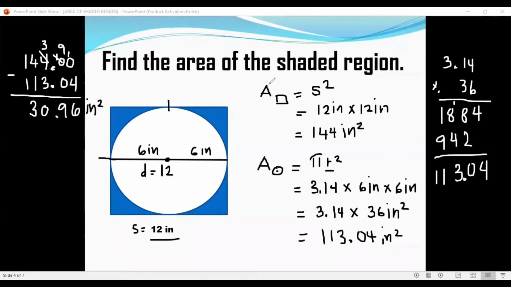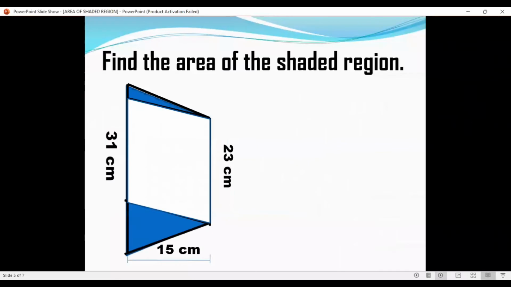Let's have another example. Okay, here, find the area of the shaded region. So as you notice in this figure, we are confronted with two figures. So we have one is a trapezoid, while the other one is your parallelogram. Okay, so there are two. The bigger figure is the area of the trapezoid. Okay, I will just have that A sub T, area of a trapezoid.